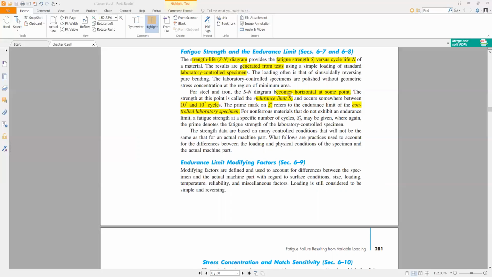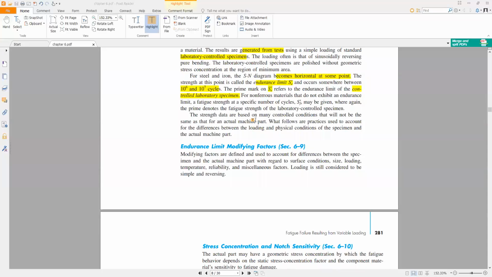But why is there a prime there? It's a controlled laboratory specimen. That means the specimen is obtained from the lab test.